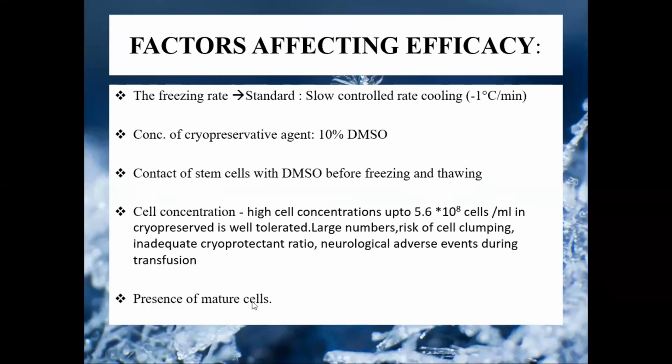And the presence of mature cells, that is platelets or granulocytes, RBCs, can affect the viability, and transfusion reactions can also happen because granulocytes release peroxidase. RBC contamination can affect the patient.